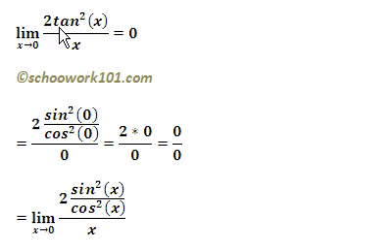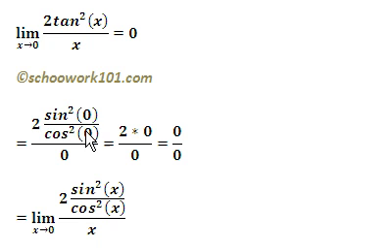Okay, we've got the limit of 2 tan squared x over x as x approaches 0, claiming that this limit is equal to 0. Now what I'm going to do here is do the direct substitution, plugging 0 directly in for x. But as you can see here, we went ahead and converted tan into sines and cosines.